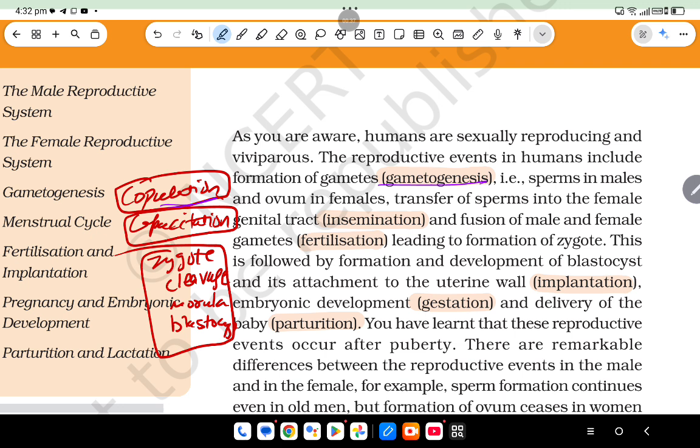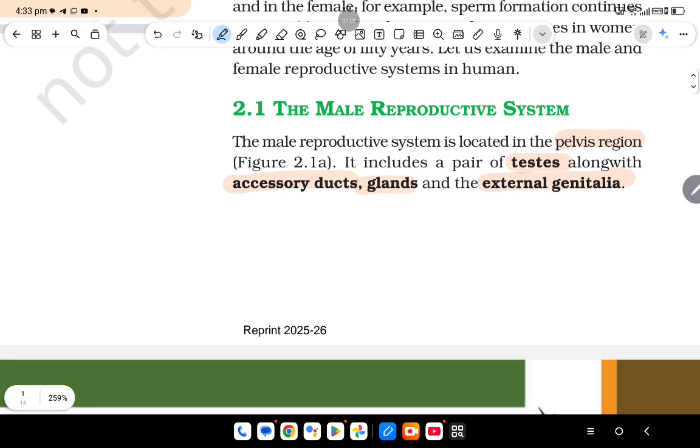Obviously, capacitation happens in the female reproductive system. Then fertilization, then zygote, and then cleavage. Cleavage is the process of cell division of the zygote. Then cleavage, morula, blastocyst, implantation, gestation, parturition. Then we mainly go for the male reproductive system.